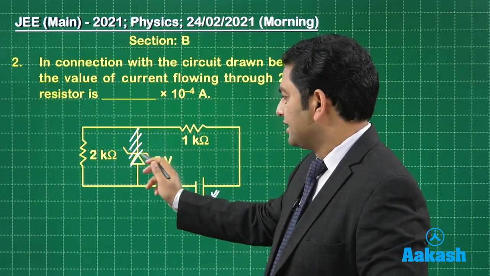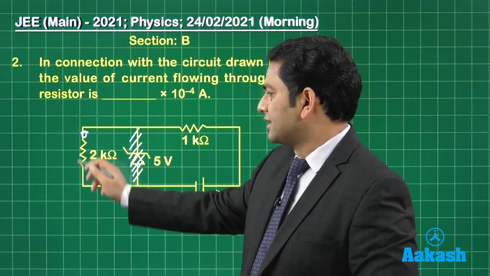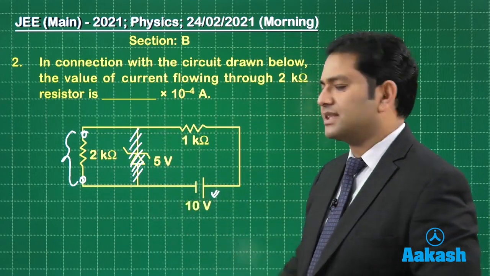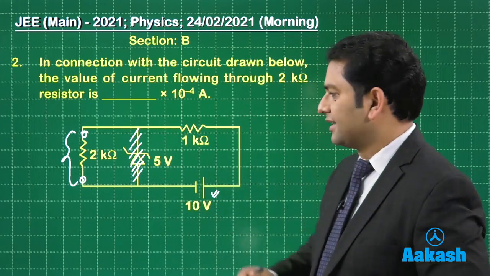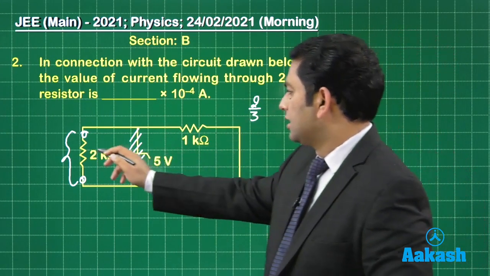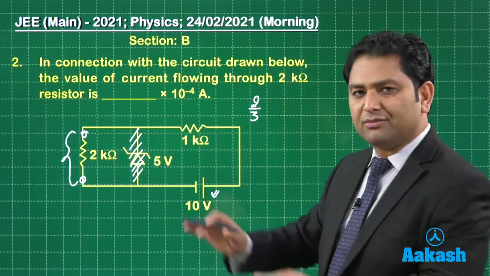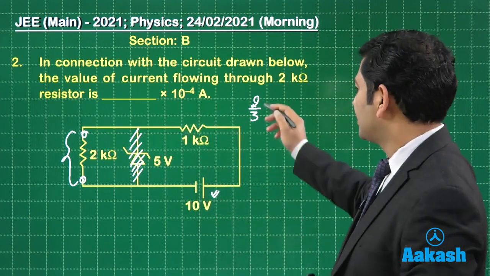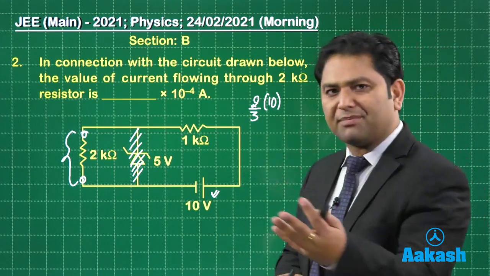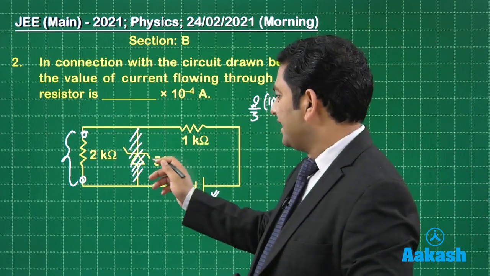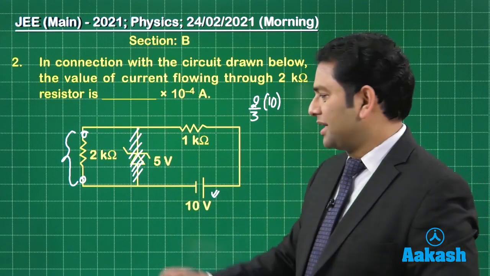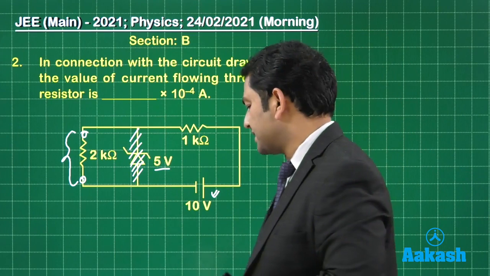Assume that the Zener is not there and find the potential difference across this, because the potential difference across this is the potential difference across the Zener, right? You just find it. How much would that be? That's going to be 2/3, because 2 and 1 would be in series. When you assume the Zener is not there, 2/3 multiplied by 10, so that value comes out to be 6 point something. Which clearly indicates that this Zener has reached its breakdown, because the breakdown voltage has been specified.